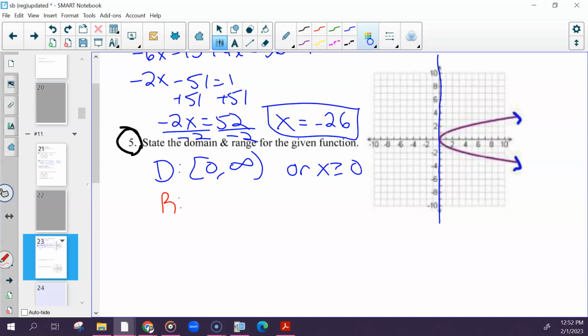The range, you have to imagine this, but this is going to keep going down off the graph, off the smartboard that way, and then up same way. So it keeps going down and it keeps going up. This is going to start at negative infinity and end at positive infinity. Questions on that?